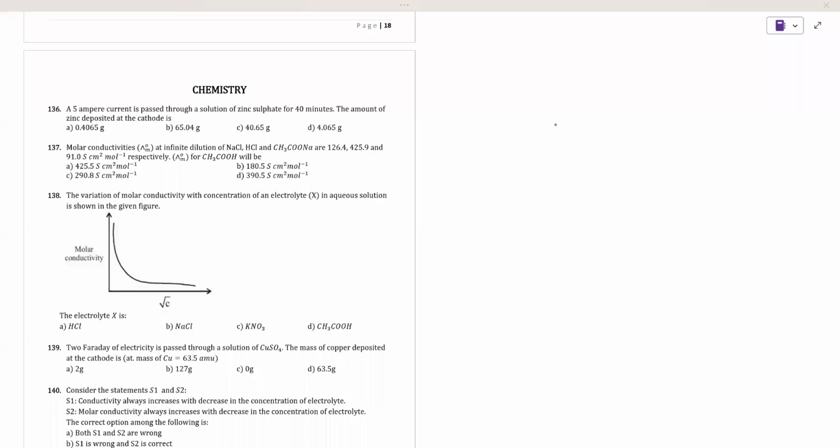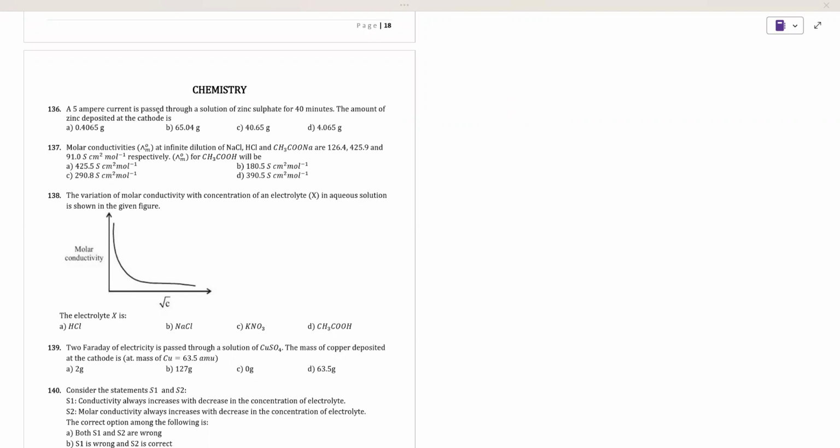Hello students, today we are going to solve NEET question paper electrochemistry questions, which was held on 8th July 2023. Okay, so here is our first question.